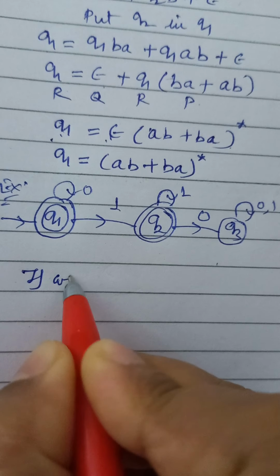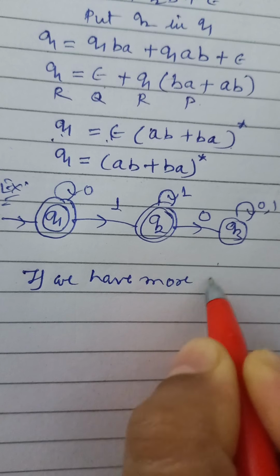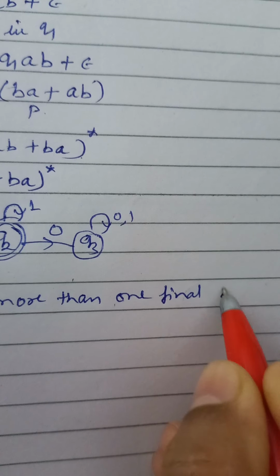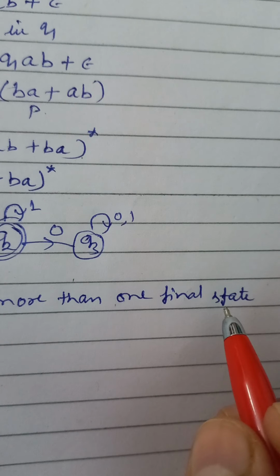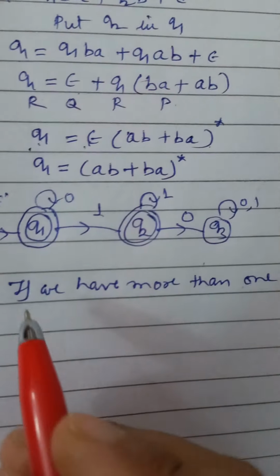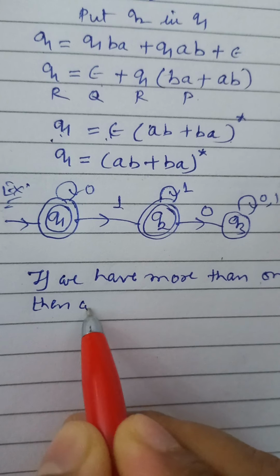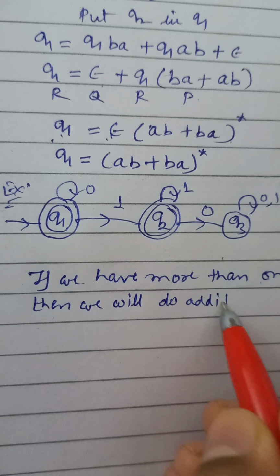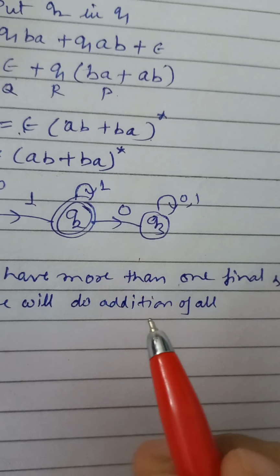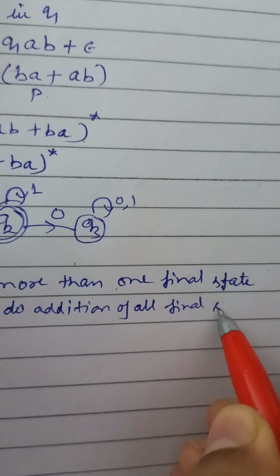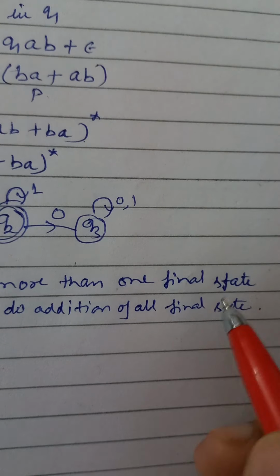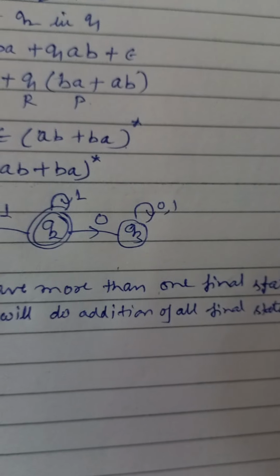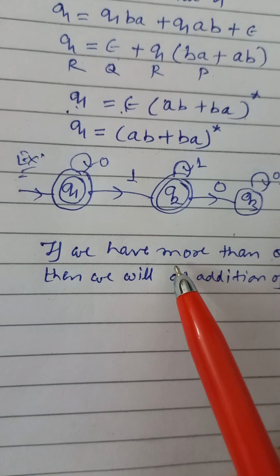If we have more than one final state, then we do addition of all final states to get the answer. So now start solving this machine.